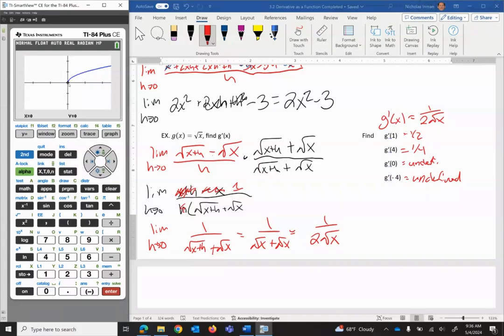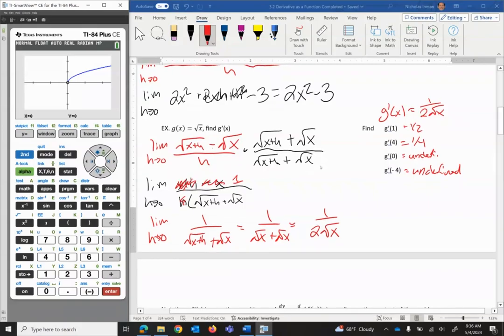All right. Since this right here is not defined on the left side, we can't have a limit. And then also at -4, our function is not defined at -4, so there's no way to have a limit at -4.